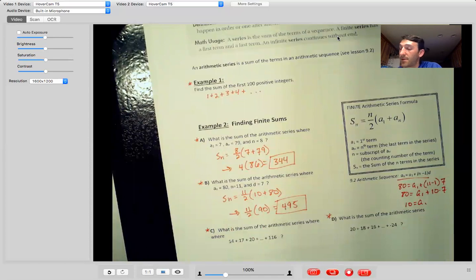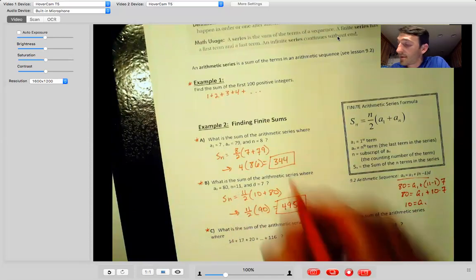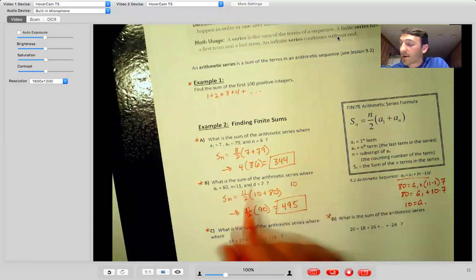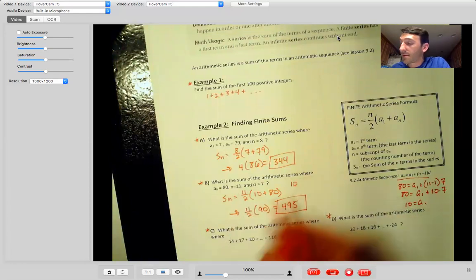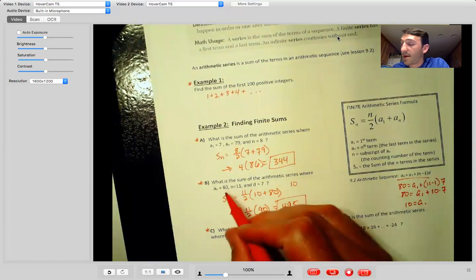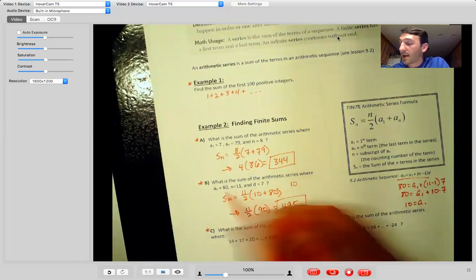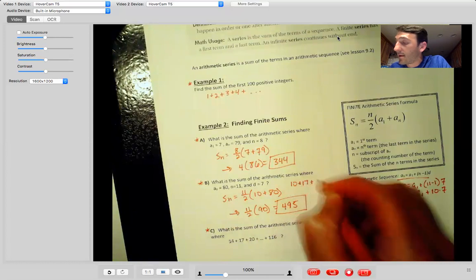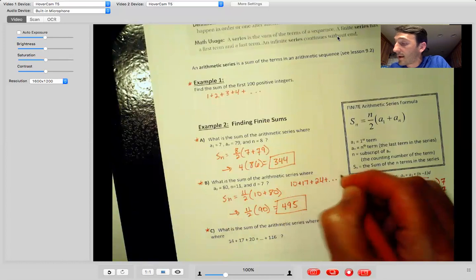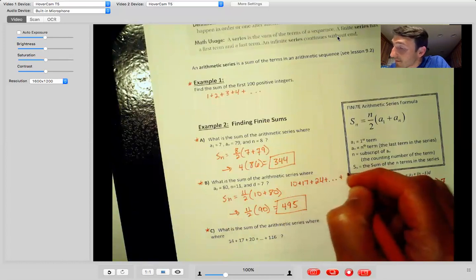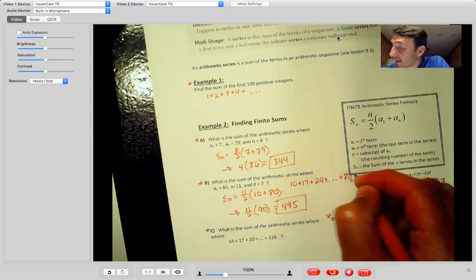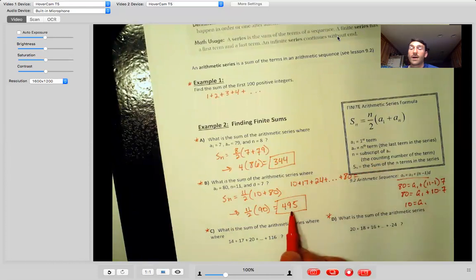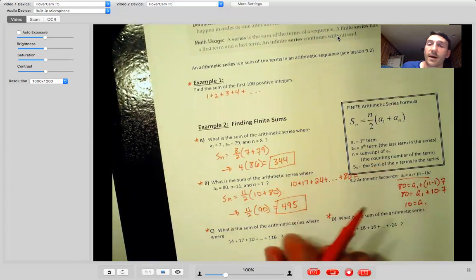Basically, think about this as a series. a sub 1 is 10. The common difference is 7, so we're skip counting by 7 and going up to 80. So we're doing 10 plus 17 plus 24 plus dot, dot, dot, and eventually we get to 80, and that's equal to 495. This is the shortcut to that. So that's what we're doing.